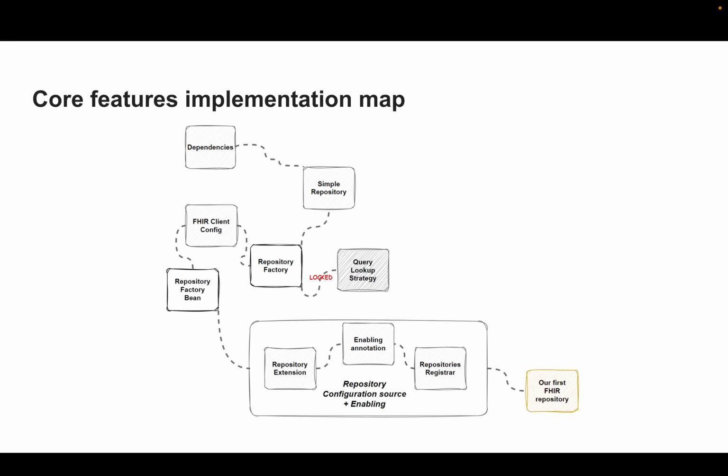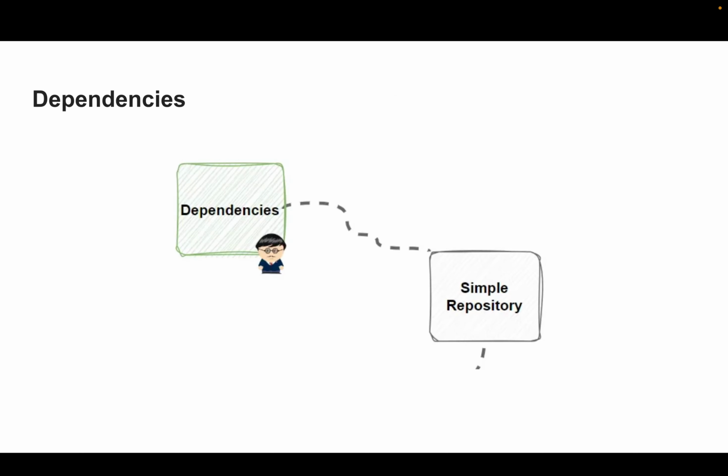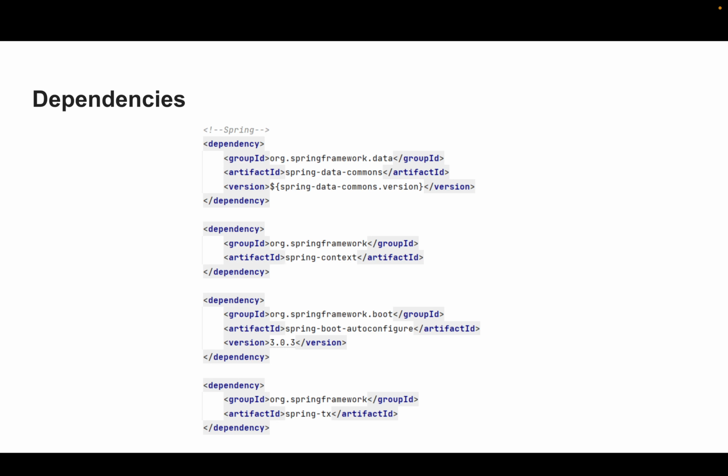Here is the implementation map, which we want to go through to achieve our goals and create our Spring Data implementation. We will start from the dependencies, and the first set of dependencies we want to add is the Spring related dependencies. So we're adding Spring Data Commons for sure. We are adding Spring Context. We want to use injection and stuff. We add in the Spring Boot autoconfigure, and we also add the Spring TX dependency, which is a set of exceptions.